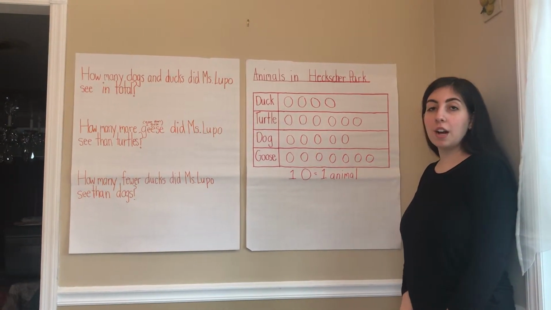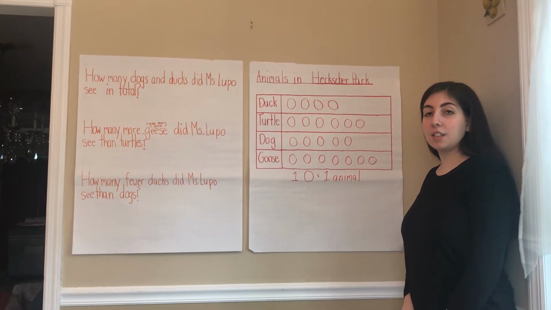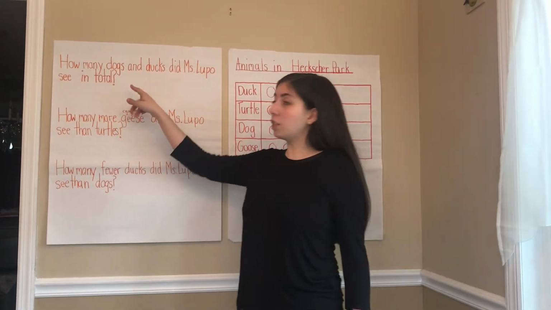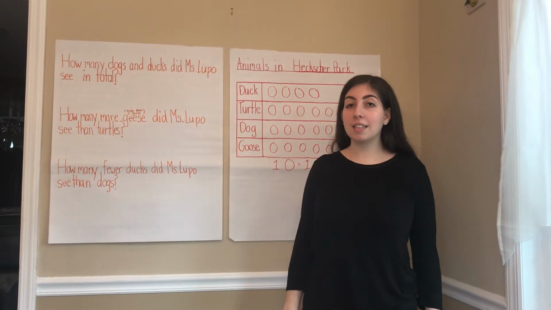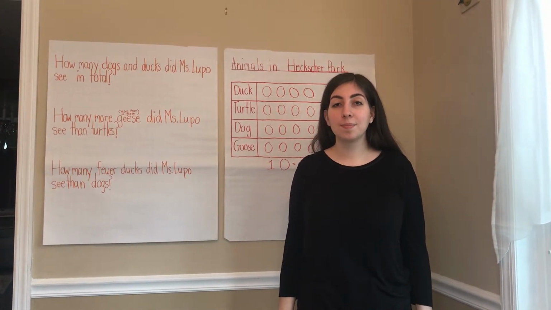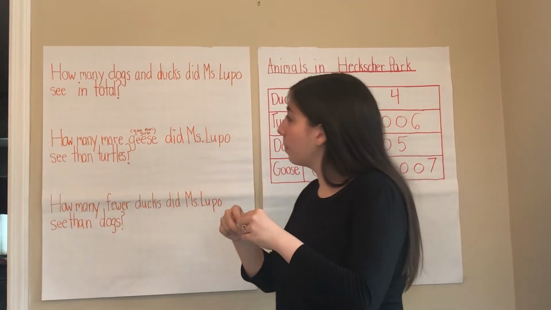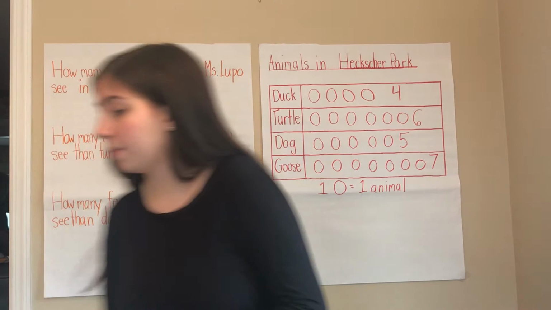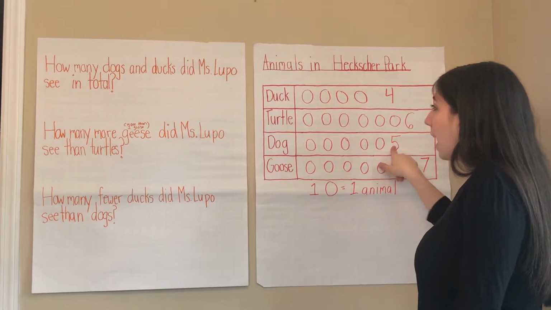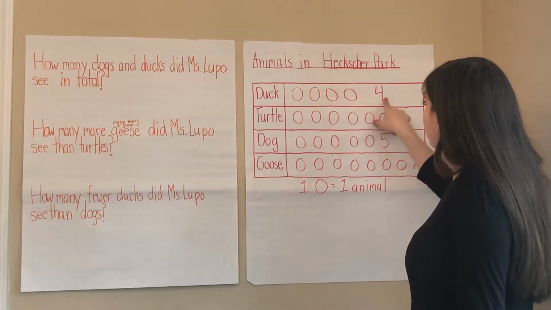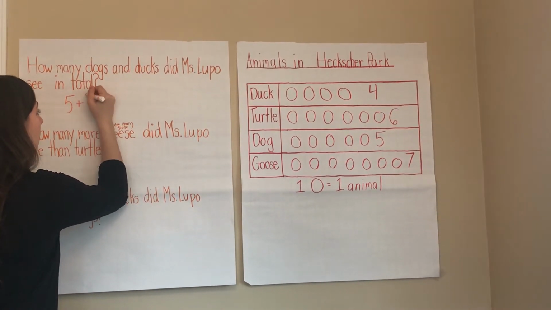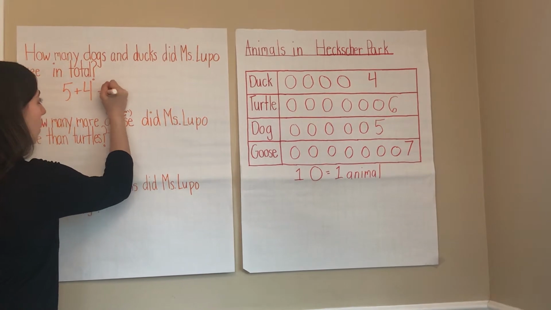Now that you finish your picture graph, you will analyze data to answer questions. How many dogs and ducks did Miss Lupo see in total? Don't forget that in total is an addition word. Pause the video to find the answer and press play when you're done. How many dogs and ducks did Miss Lupo see in total? We have to add the number of dogs and ducks. The number of dogs is 5 and the number of ducks is 4. 5 plus 4 equals 9.